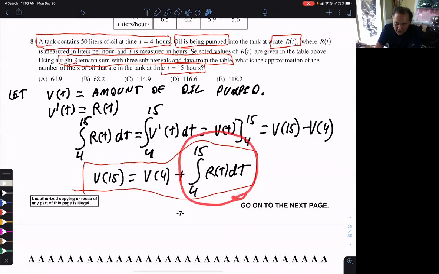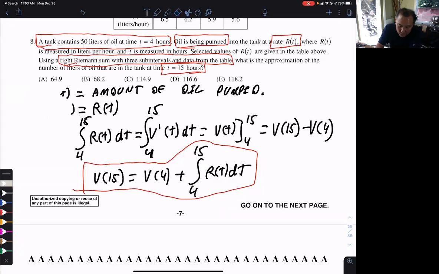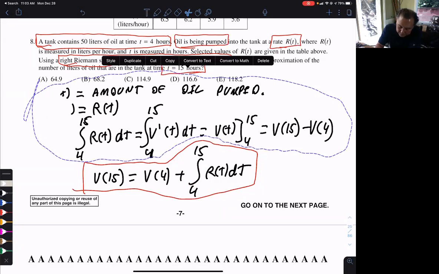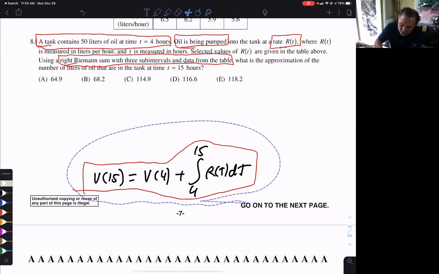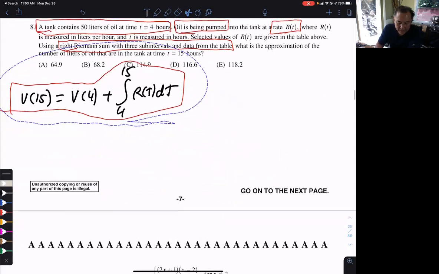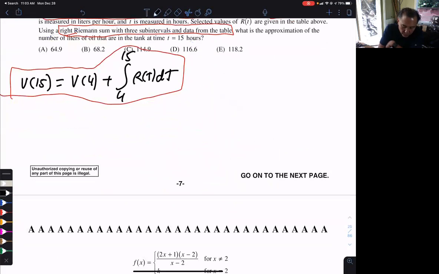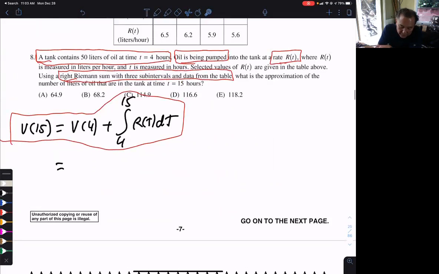How do we find this integral? They want us to do right Riemann sums with 3 subintervals. So all that was a long explanation of why we do what we do. You technically wouldn't write all this out. What I would expect is just this part. If you understand what's going on, you would just do that. And then, what's V of 4? The amount of oil we started with. How much did we start with? 50 liters. So you have to take your starting amount.